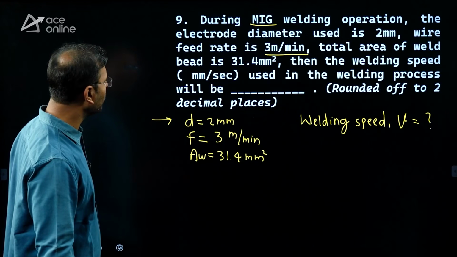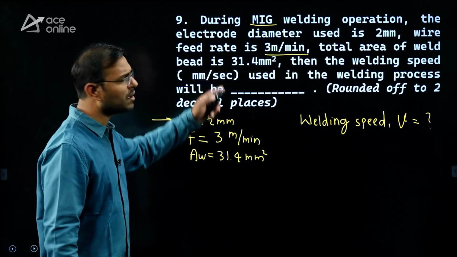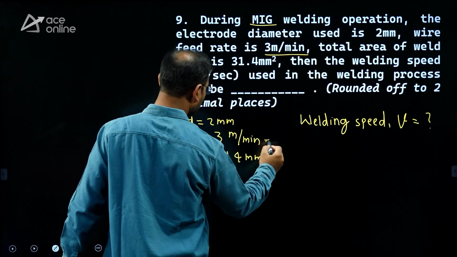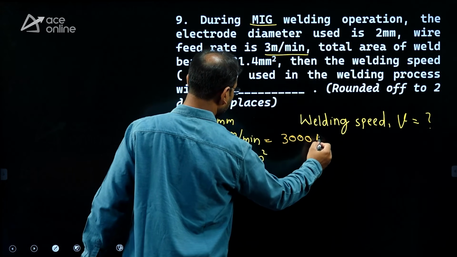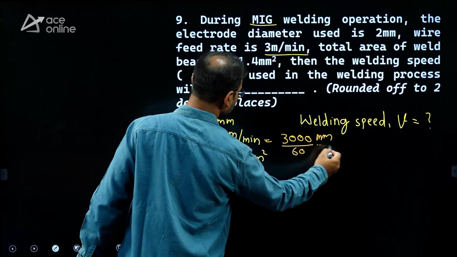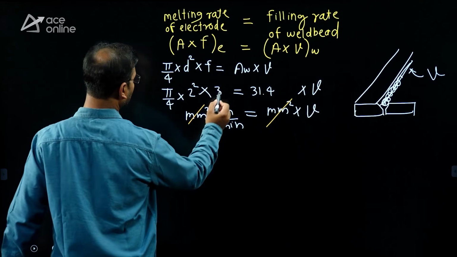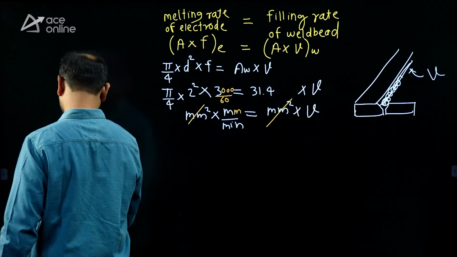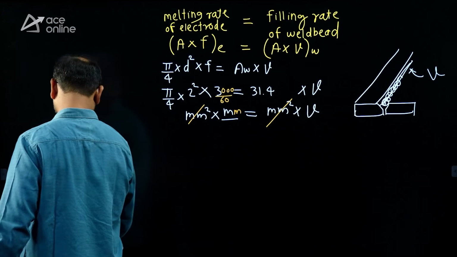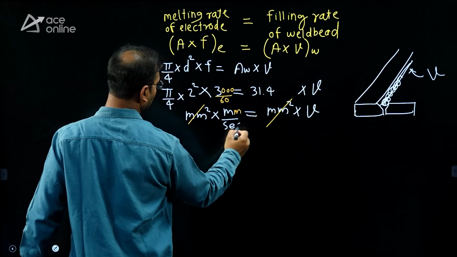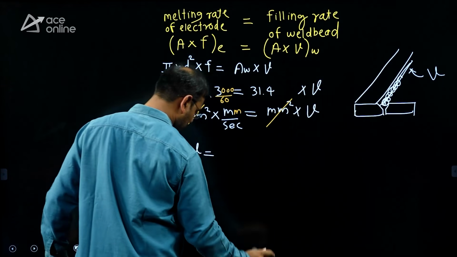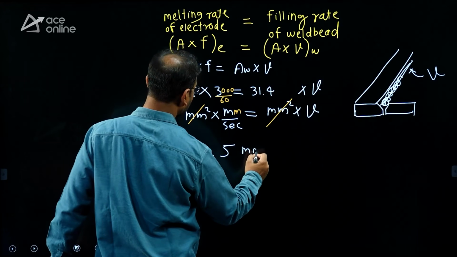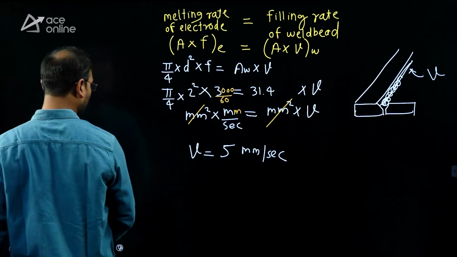But what answer do we have to give? We have to give the answer in millimeter per second for welding speed. Then convert everything into seconds. What is the feeder rate? 3 meter per minute. Convert to 3000 millimeter, and 1 minute is 60 seconds. Then I write 3000 by 60, and it will be millimeter per second. Then calculate the answer. You will get the welding speed exactly, 5 millimeter per second. That is the exact answer you are going to obtain here.